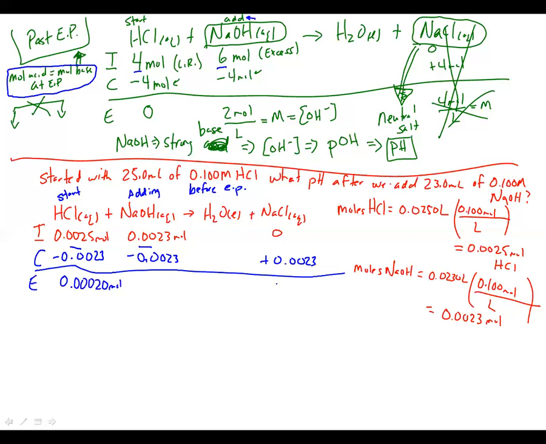We'll end up with 0.0023 moles. At this point, we do want to convert back to molarity. And at this point, the total volume is going to be the volume that we started with, which was 25 milliliters of the HCl. Then we added 23 milliliters of the sodium hydroxide. That's going to give us 48 milliliters as our total volume at this point in the titration.